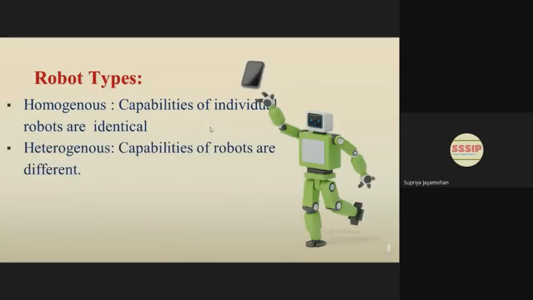So when we talk about robotic types, maybe you have discussed this issue also, there could be homogeneous types of robots or heterogeneous types of robots. Whatever the types, the multi-robot system may have three robots which are of the same make, same fabrication, or they may be of three different makes.